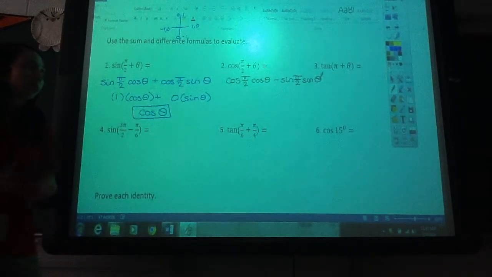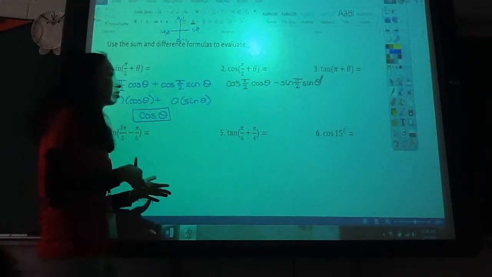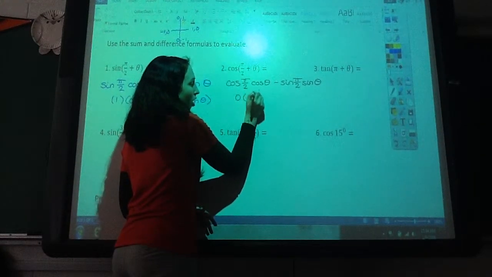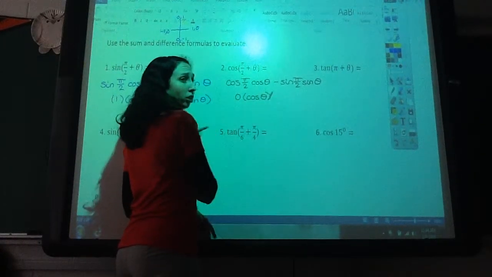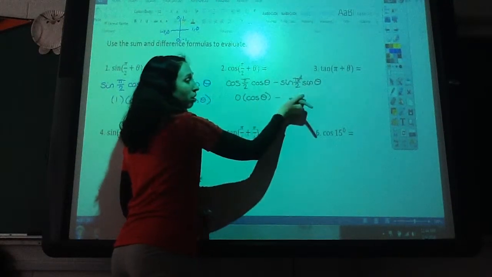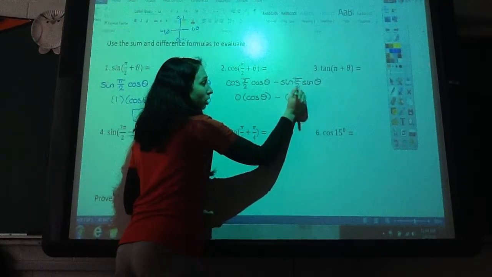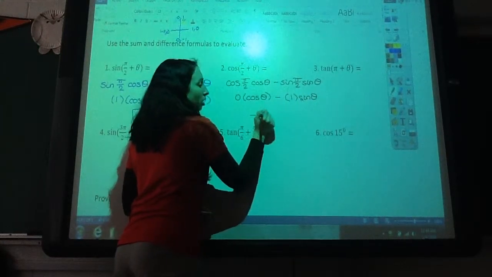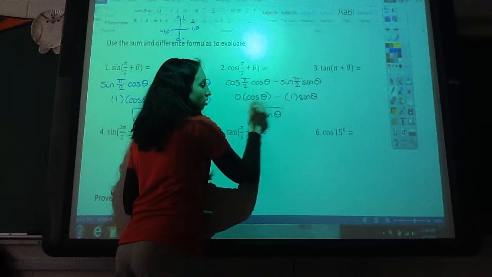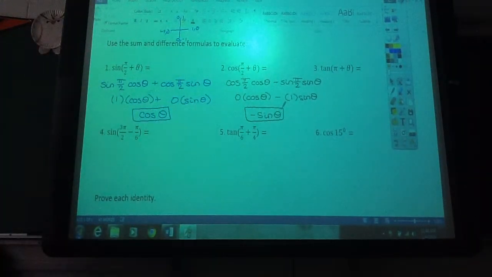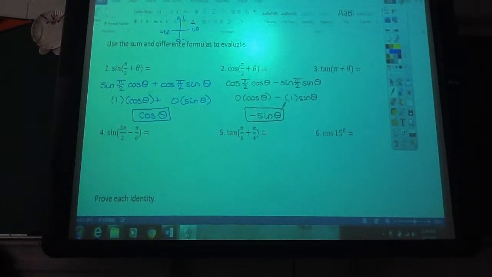Using the same information, what is the cosine of pi over 2? 0. So I know right now my first term's gone, right? I just have a negative, and then what's the sine of pi over 2? 1. And then I have the sine of theta. It'd be negative sine of theta. So you have negative sine of theta, and that's all that's left. Are you okay with that?